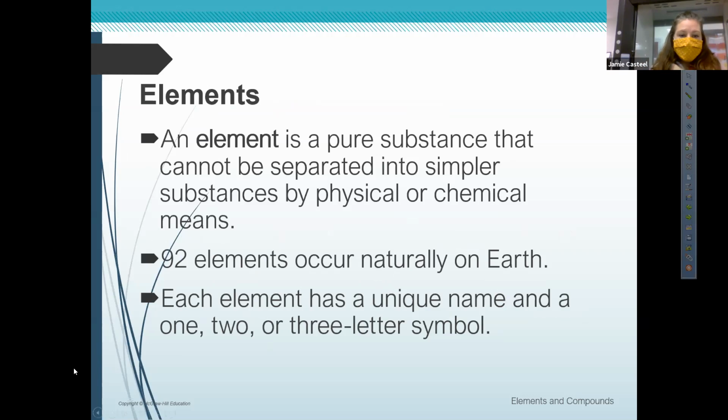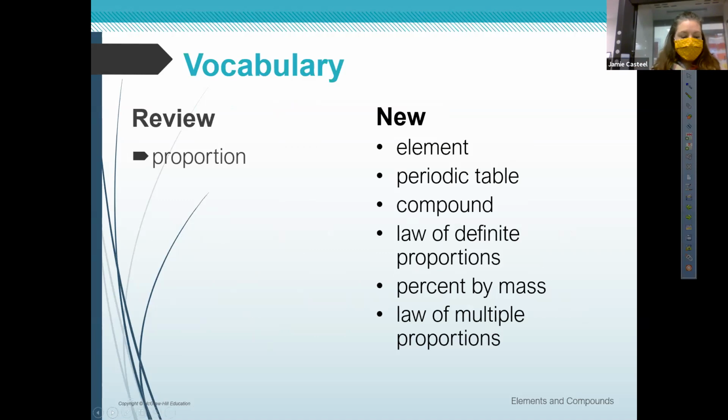Okay, our review vocabulary for this section is proportion. That's on page 84 for you. Proportion: the relation of one part to another or to the whole with respect to quantity. So we have a whole lot of new vocab this time, so it may take you a few seconds to get that written down. Just raise your hand if I start moving too fast. You with me? Okay.